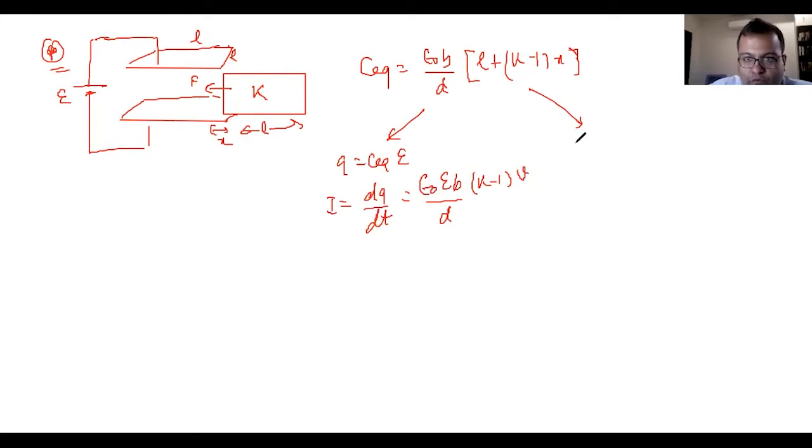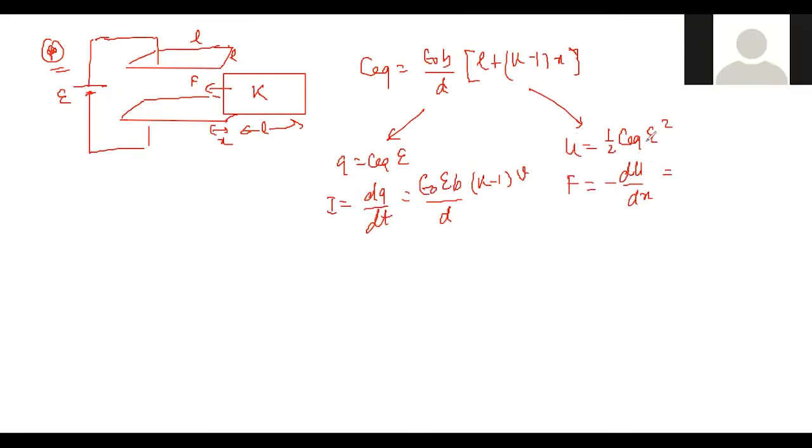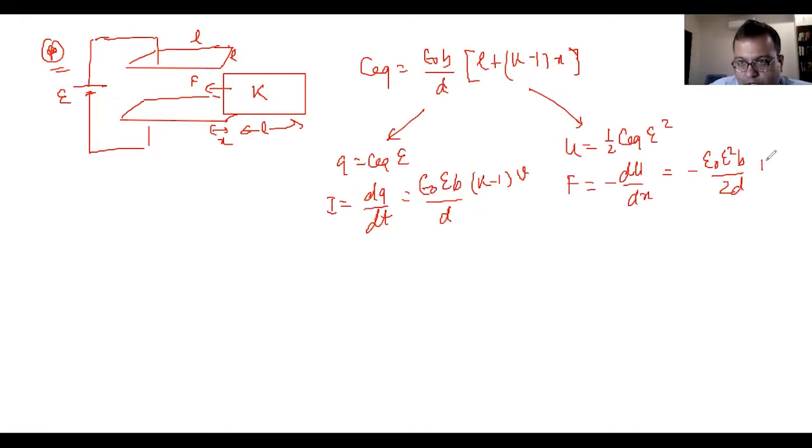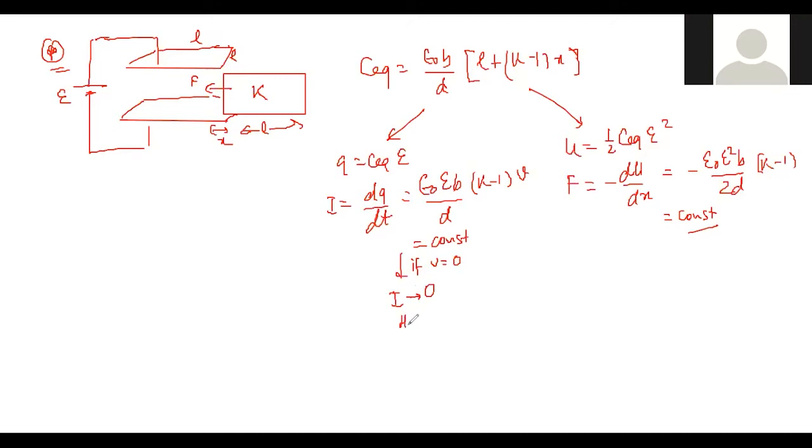And if you have to find out the force, you will find out the energy, which is half C into E square. And then force will be given as minus dU by dx. तो E square by 2 का expression multiply हो जाएगा. So it will be minus of epsilon naught E square b by 2d into k minus 1. It's a constant force. Okay. You've done this as well. Current constant है if I assume that the velocity is constant. If the velocity is 0, then what? Then the current is also 0. And if the current is tending to 0, the heat dissipated will also tend to 0.